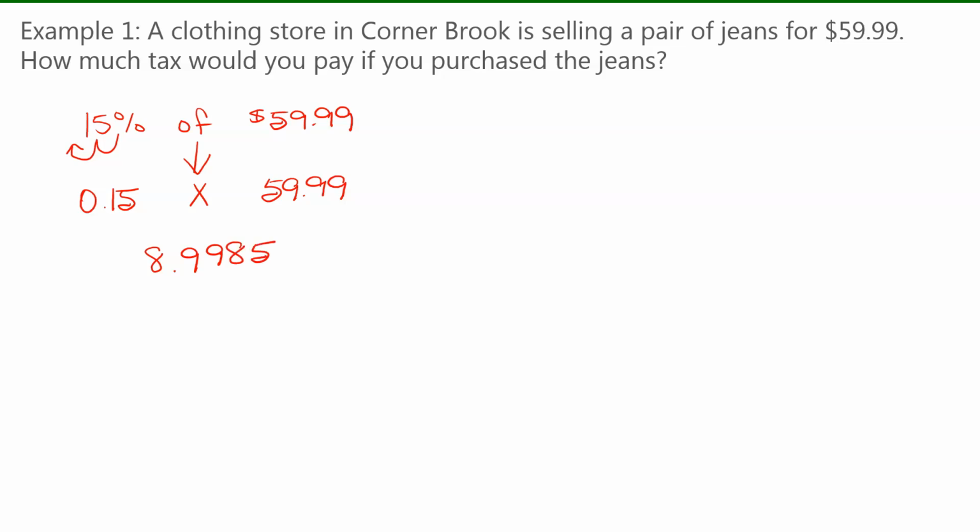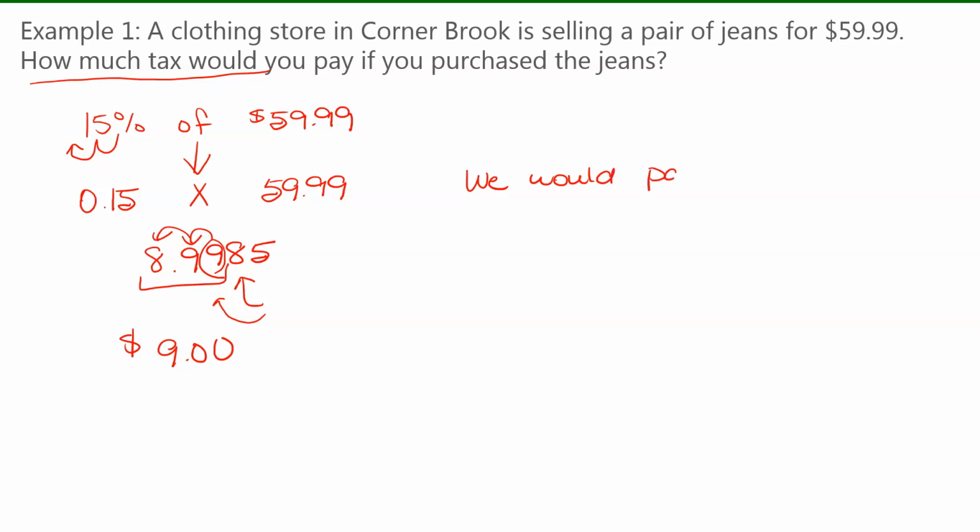8.9985. Now, when we're talking about money, we only have 2 decimal places because we can only have pennies as the minimum amount of currency. Because this number right here is an 8, that would make the number before it round up. So this 9 would round up, which would then impact the number before that and the number before that. So $8.99 would actually round up to $9. So the question asks, how much tax will we pay? We would pay $9 in tax.